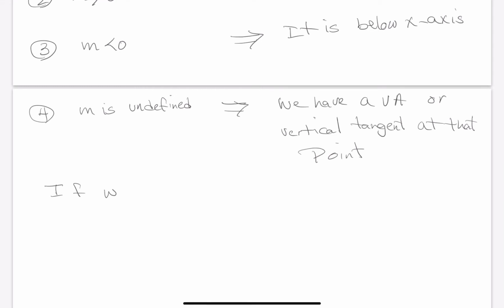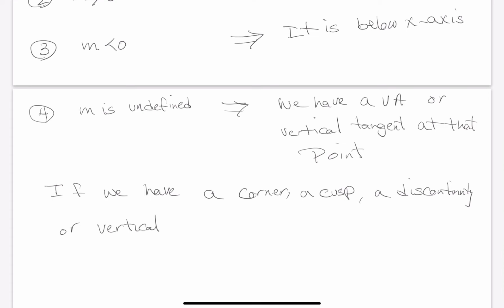Okay, so if we have a corner, a cusp, a discontinuity, or a vertical tangent at a point, it is not differentiable. That means it doesn't have the derivative at that point.